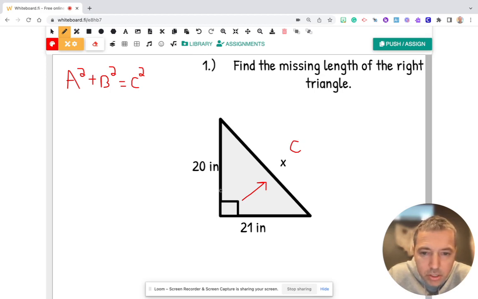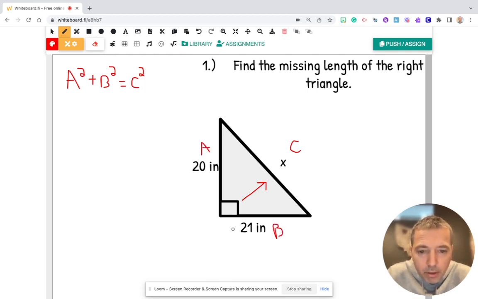You see how 21 inches and 20 inches are both touching the right angle? Well, side C is not. So it's the one across from the right angle. Then you need to label A and B, and those ones don't matter. The two legs, the two other sides, could be A or B, so 20 could be A or B. I'm going to make it A, and that means that 21 would be B.